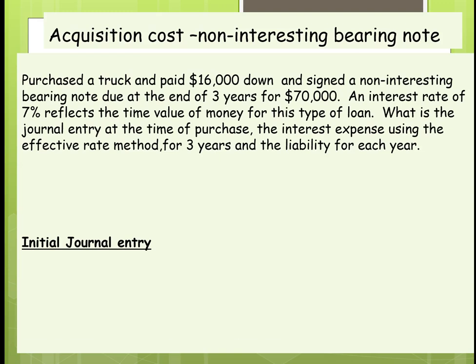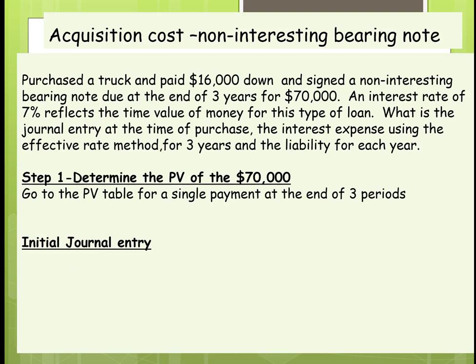So, first we've got to go to our present value table. We know that we have a single payment at the end of 3 periods, so we're going to go to the present value table. N equals 3, I equals 7. We get a factor of 0.8163 times our 70,000, and that tells us the present value of this note. The difference, of course, is going to be interest expense.